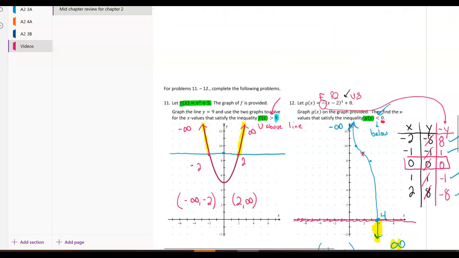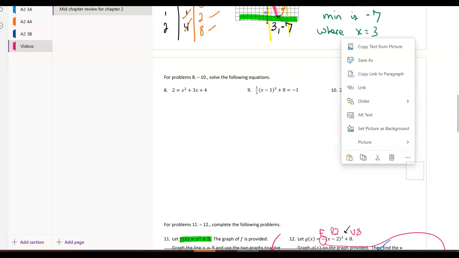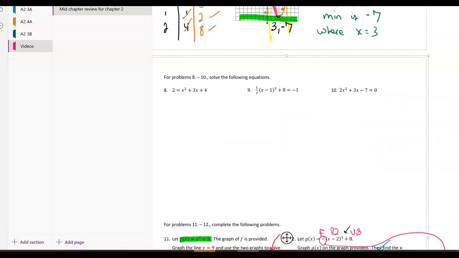All right, let's take a look at the next page, and that was it. That's the whole page. That is your final review. Oops, take it back. I missed these problems 8 through 10, so let's talk about these real quick. Just solving a couple different ways.